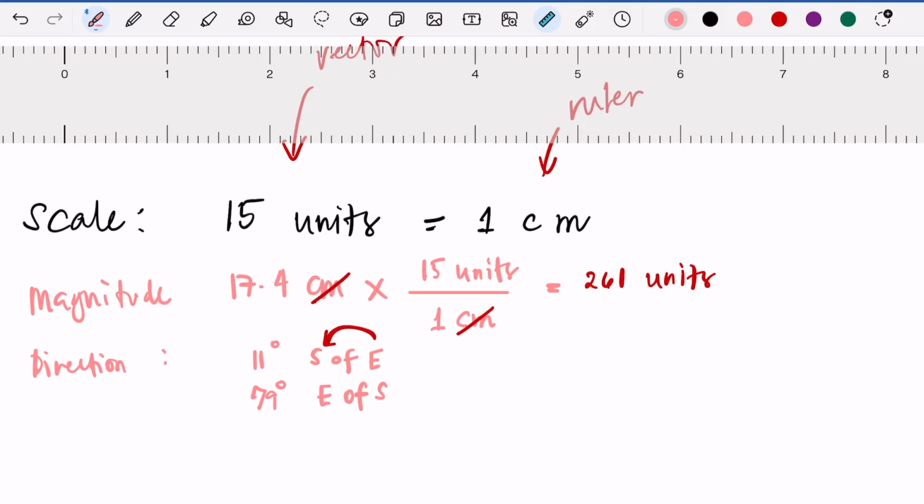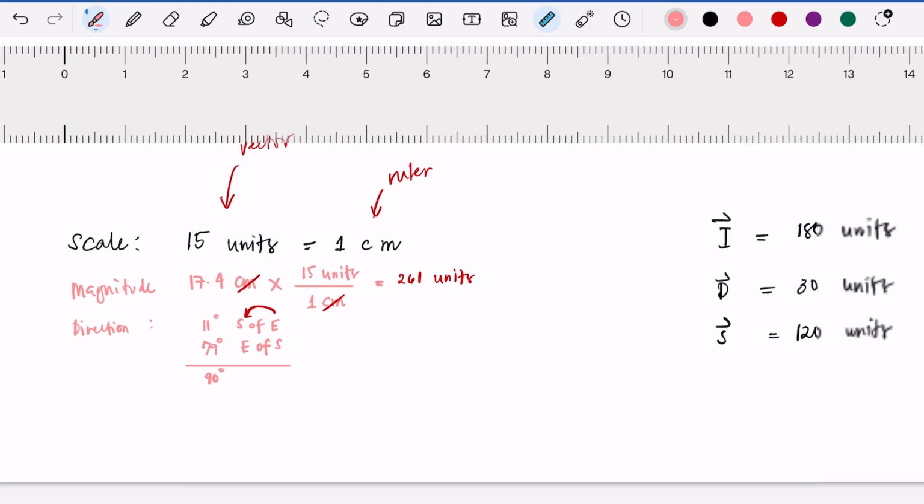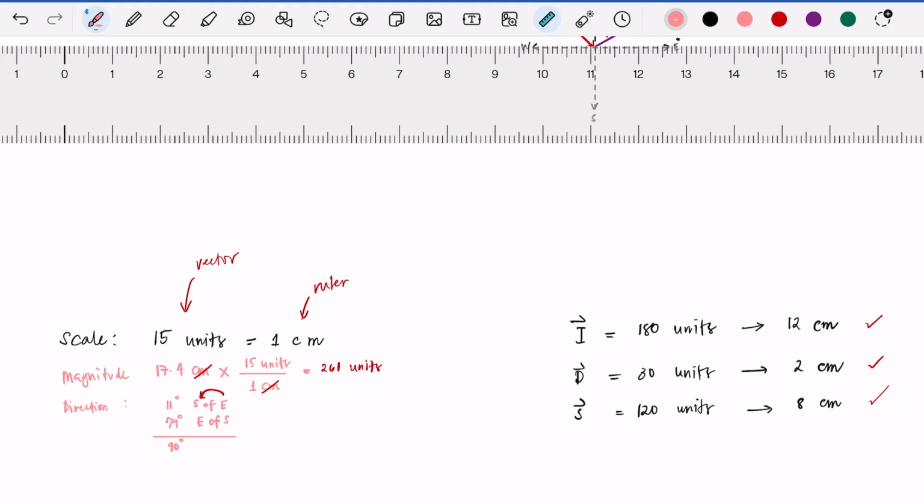And take note, as I've said from the other video, the two directions are complements. So that means if we add them together, they should give us 90 degrees, right? So that's it for your assignment. I'm hoping you did have the same answer as mine.